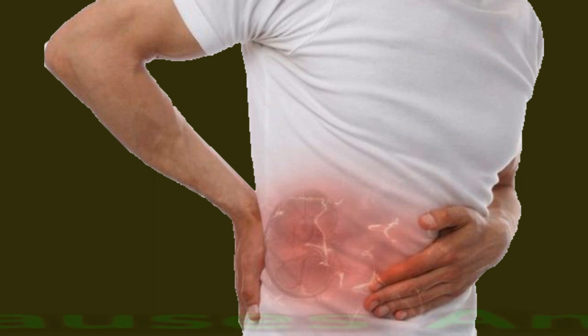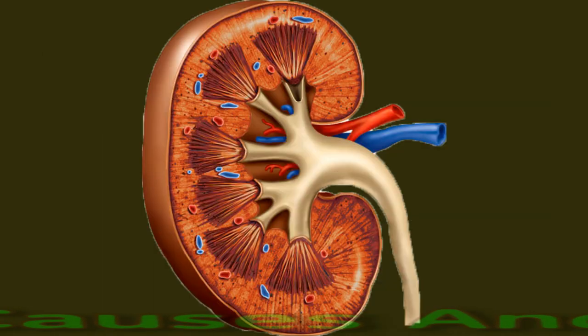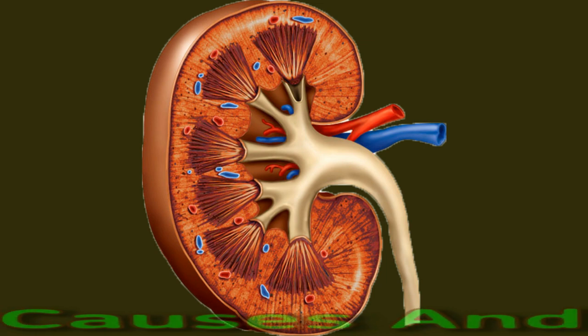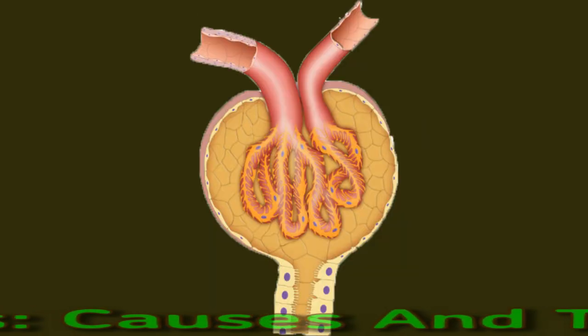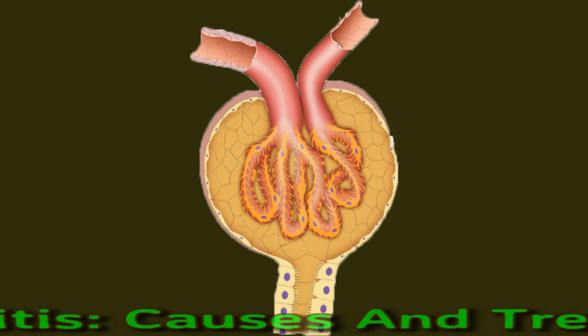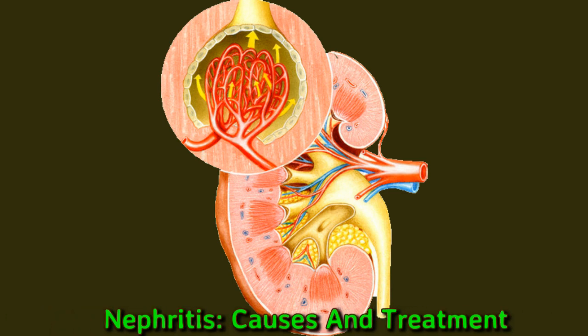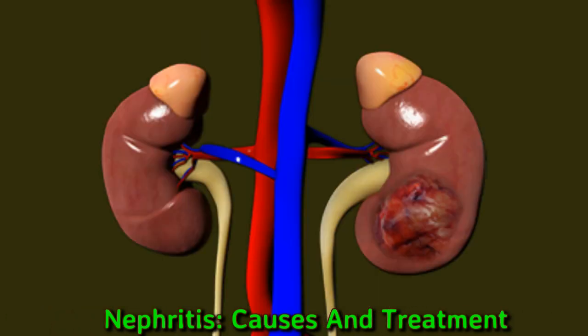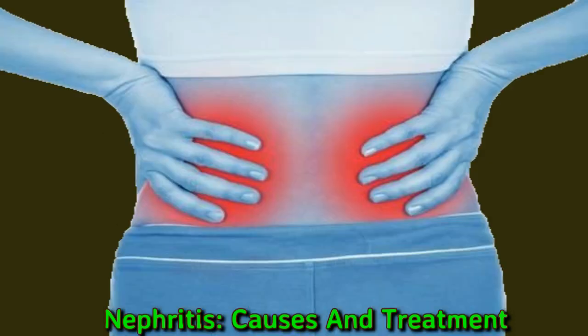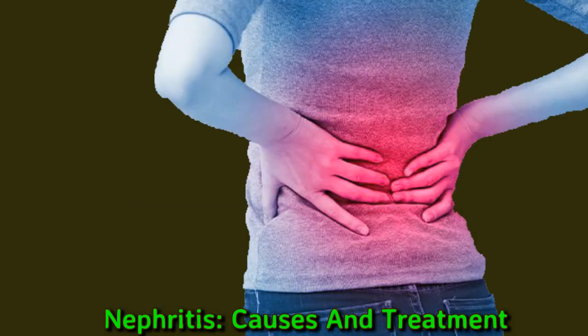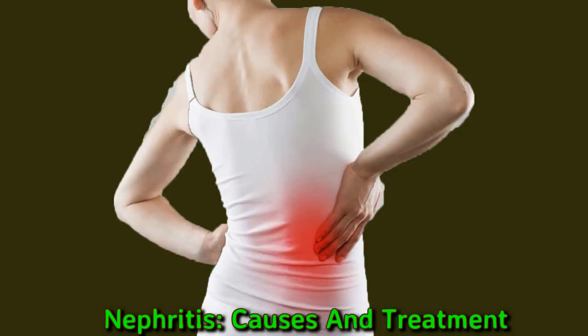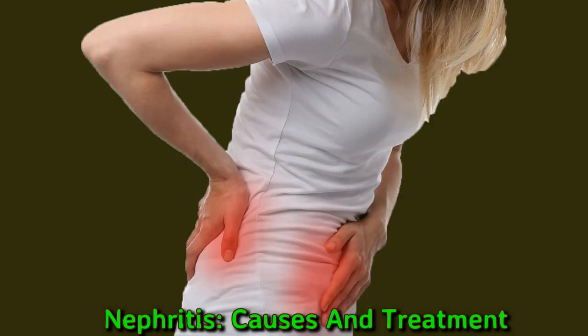Nephritis, causes and treatment. Nephritis is an inflammation of the nephrons, which are part of the kidneys, also known as glomerulonephritis. It can affect kidney function, leading to changes in urine and urination habits and swelling in the hands, feet, and elsewhere. The kidneys are bean-shaped organs that filter the blood circulating the body to remove excess water and waste products from it. There are many types of nephritis with a range of causes.